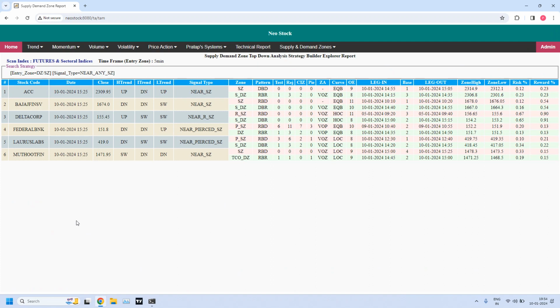So this is about our filtered list for the stocks near demand and supply zones for all the time frames.